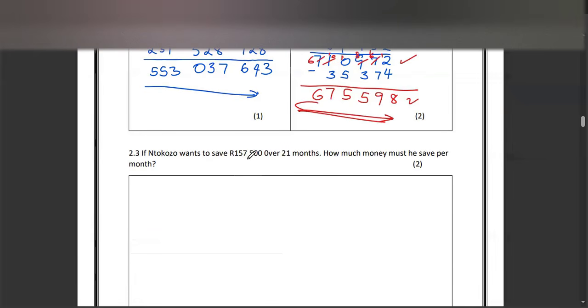All right, 2.3. If Ntokozo wants to save 157,500 over 21 months, how much must he save per month? So it's as good as getting 157,500, and then we divide it by 21 months. So in this case, you can use the short division, or even rather you can go with a long division. It's up to you how you want to work this out.